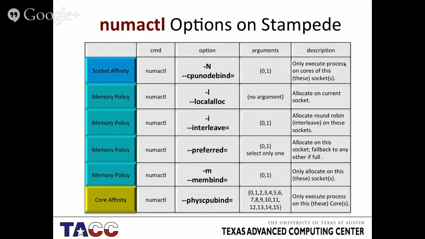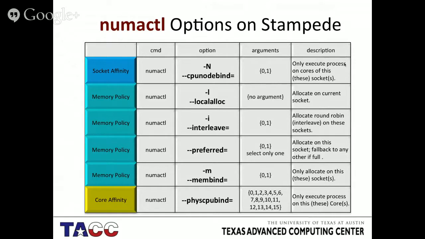And you can do that by MPI task. So you could say, okay, I want task number 0 to go to socket 0, task number 1 to go to socket number 1. And you can script all these things. So memory policy, you see there are several options there.